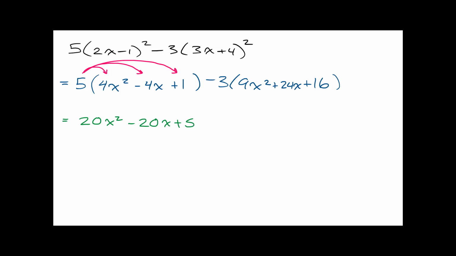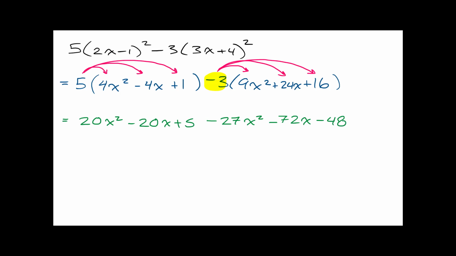Now, here's where we really want to be careful. A very common mistake made by students is when they distribute, they forget to multiply by the negative. You're not multiplying by 3, you're multiplying by a negative 3 or a minus 3. So we have to also distribute that negative. So when we do that, negative 3 times 9x squared changes the sign to negative 27x squared. Negative 3 times 24 is negative 72x. And negative 3 times 16 is negative 48.